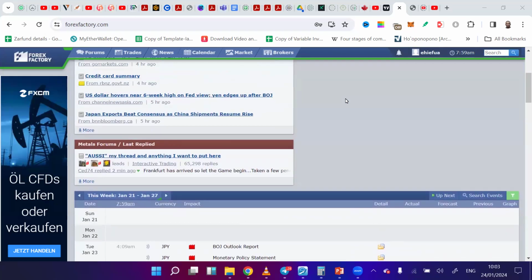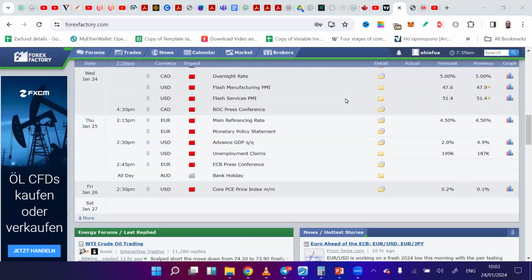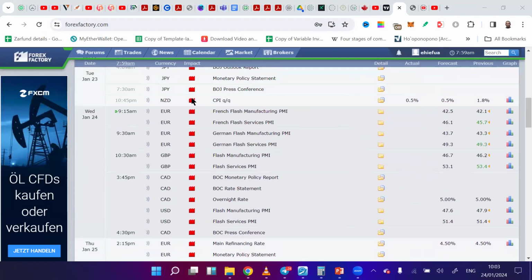All right, so today is Wednesday, and what we have today is flash manufacturing PMI and flash services PMI for the Eurozone and the US economy. That's all we have today. Then we also have interest rate data for the Bank of Canada, right? So let's look at the chart.